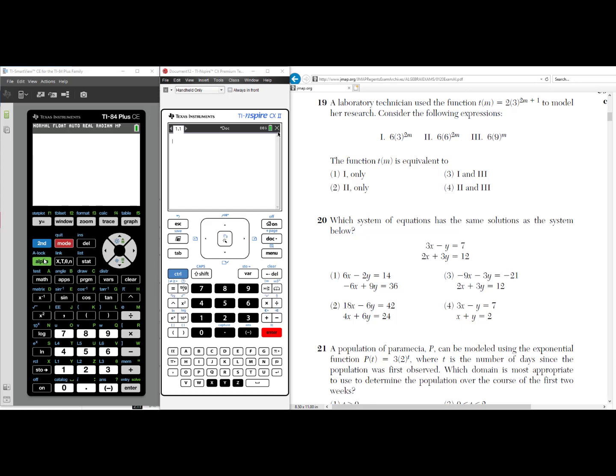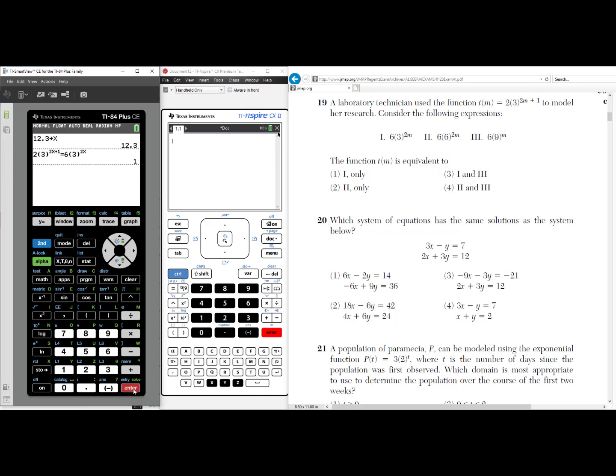the 2m plus 1. Which of the following expressions is equivalent? We can use our test feature for that. 12.3, store into the variable x, and then type in 2 times 3 raised to the 2x plus 1. Get out of the exponent, set it equal, second math, choose the equal sign. Number 1, 6 times 3 raised to the 2x.